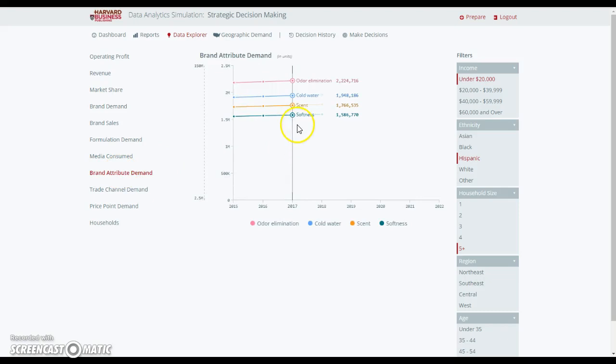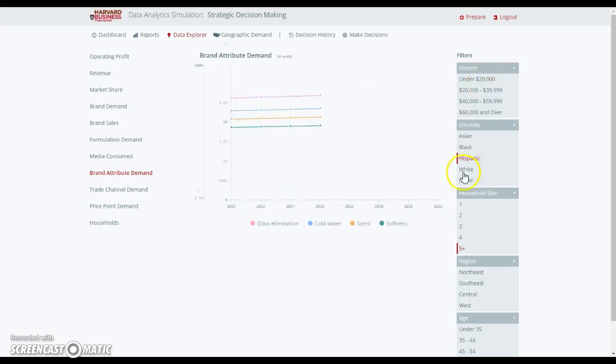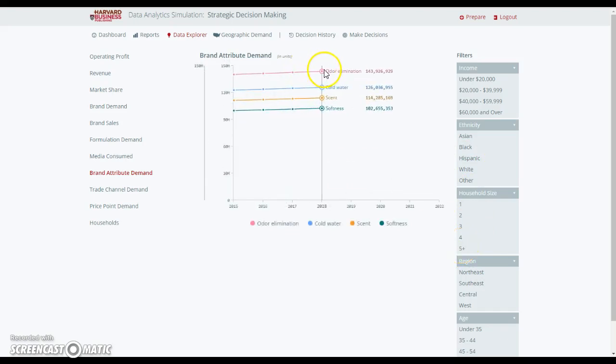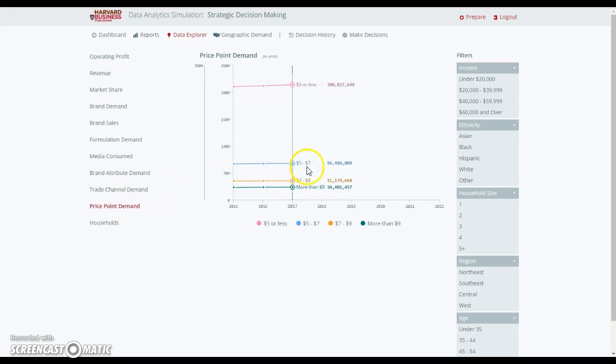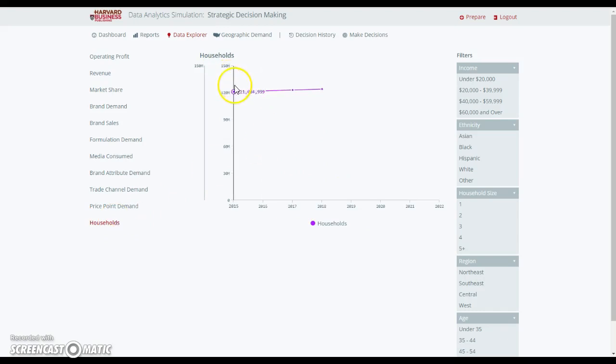Brand attributes demand will tell you a little bit about what positioning dimensions the different target groups are looking for. In this case, you can see odor elimination is on top, followed by cold water, scent, and softness. Trade channel demand will show you the demand based on different distribution channels. Here, convenience, club, mass, and grocery. And then price point demand, you will see the demand and the prices for different pricing levels that we have in the market. You can also go to the last one where you can see the number of households that are included under these different conditions.